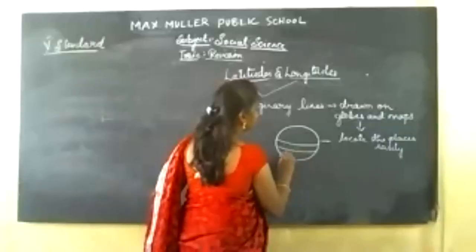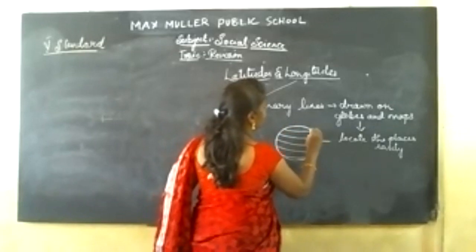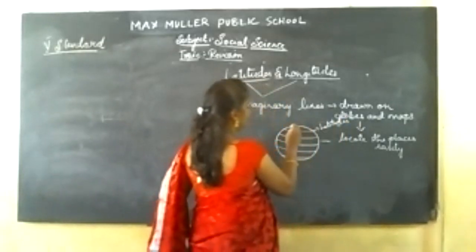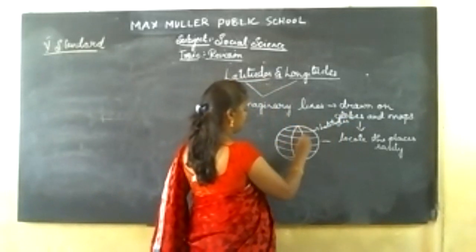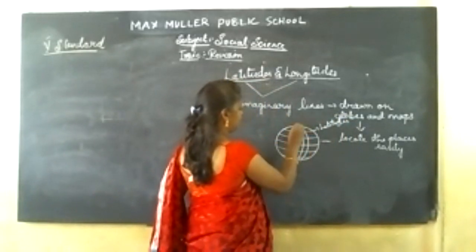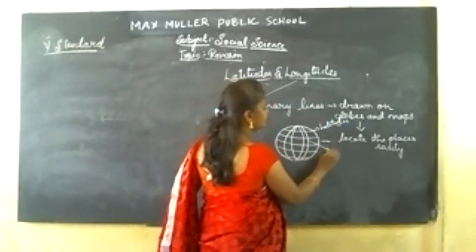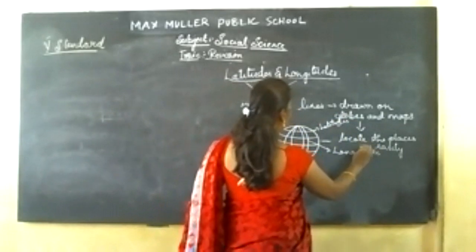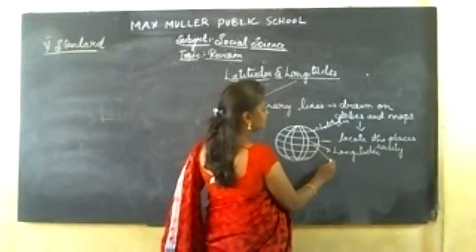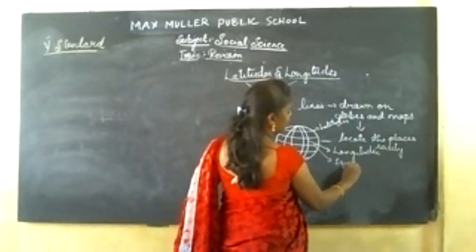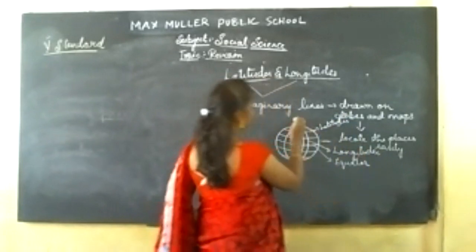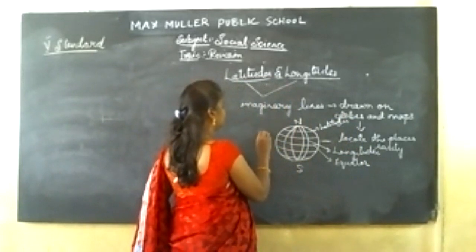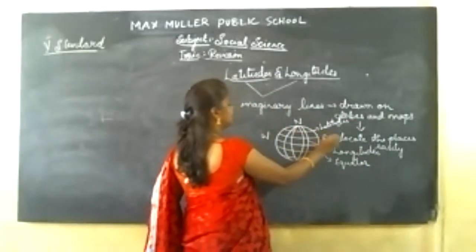So these are the latitudes. And this will be the longitudes. And the middle part of the earth will be the equator. And this will be the North Pole and this will be the South Pole. West, east.